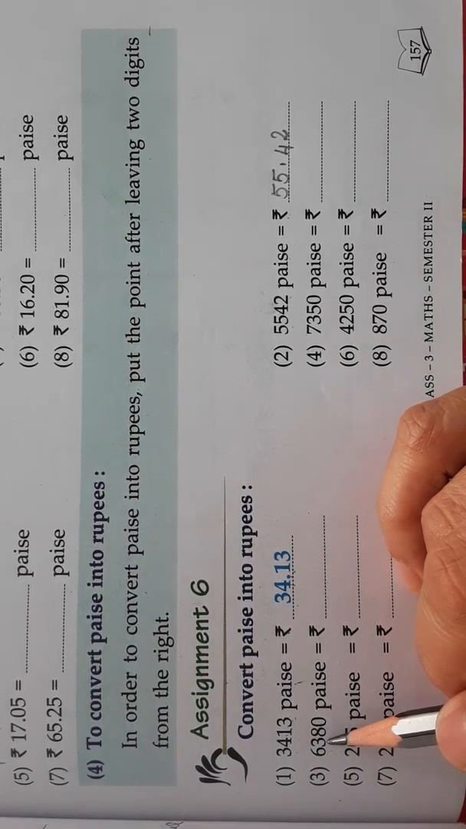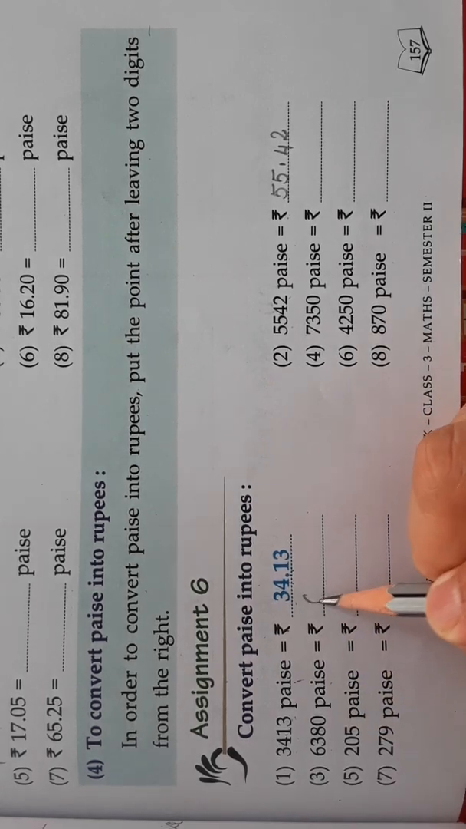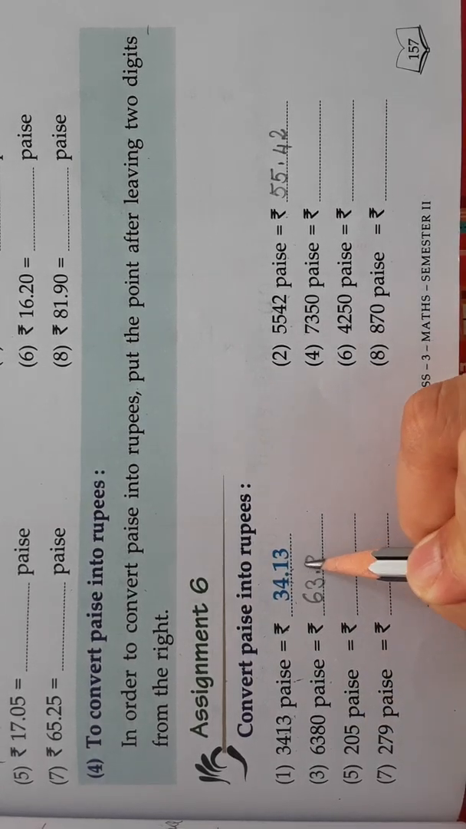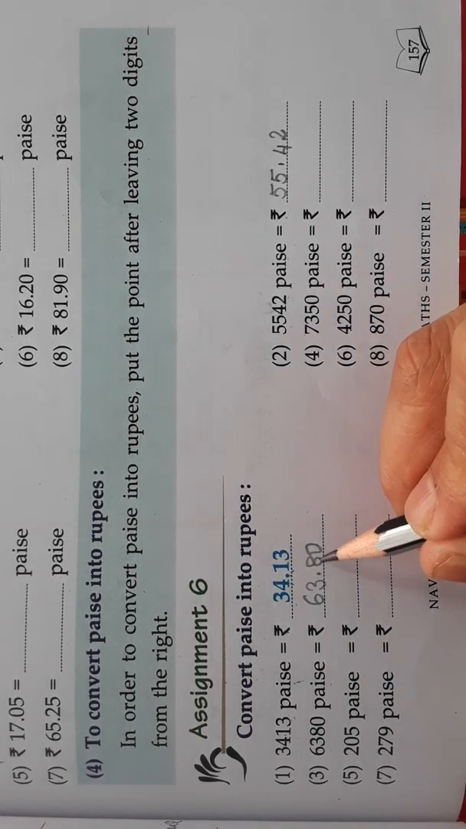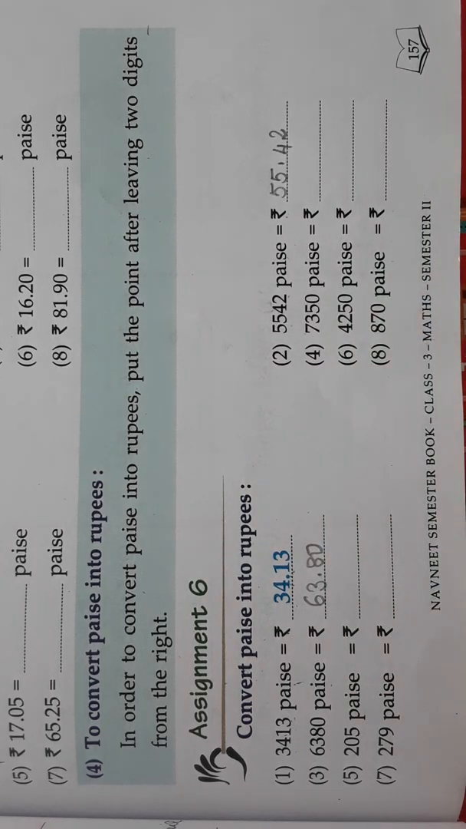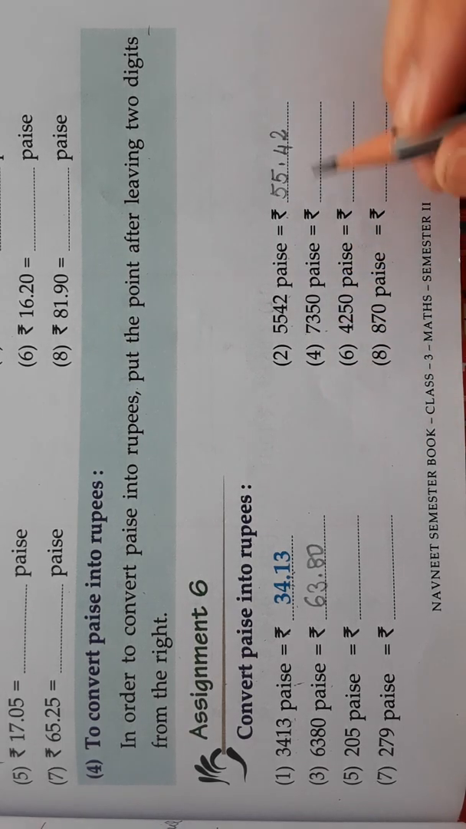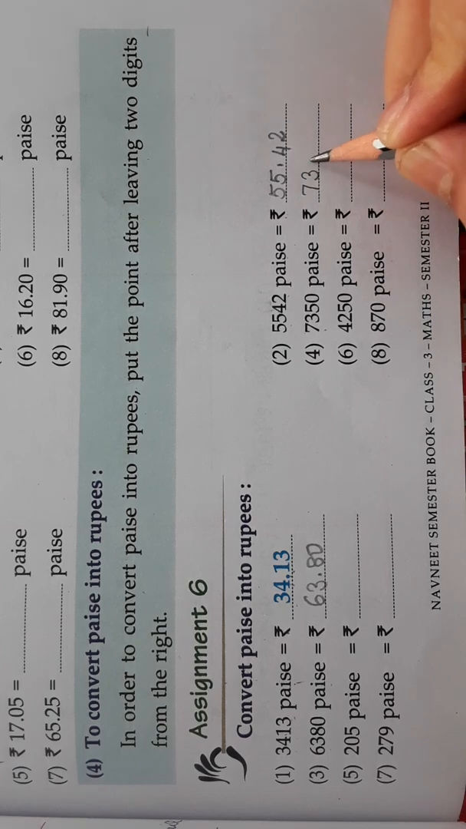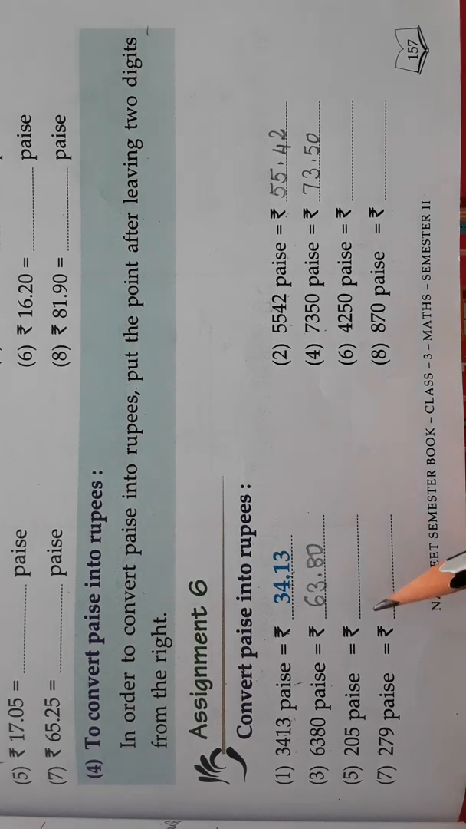6,380 paise. So, how to convert it into rupees? 63 rupees 80 paise. We should put a point after leaving 2 digits from right. Understood children? That is the rule, condition. So, 7,350 paise. That will be 73 rupees 50 paise. So, in this way, we can convert the given paise into rupees. Understood?